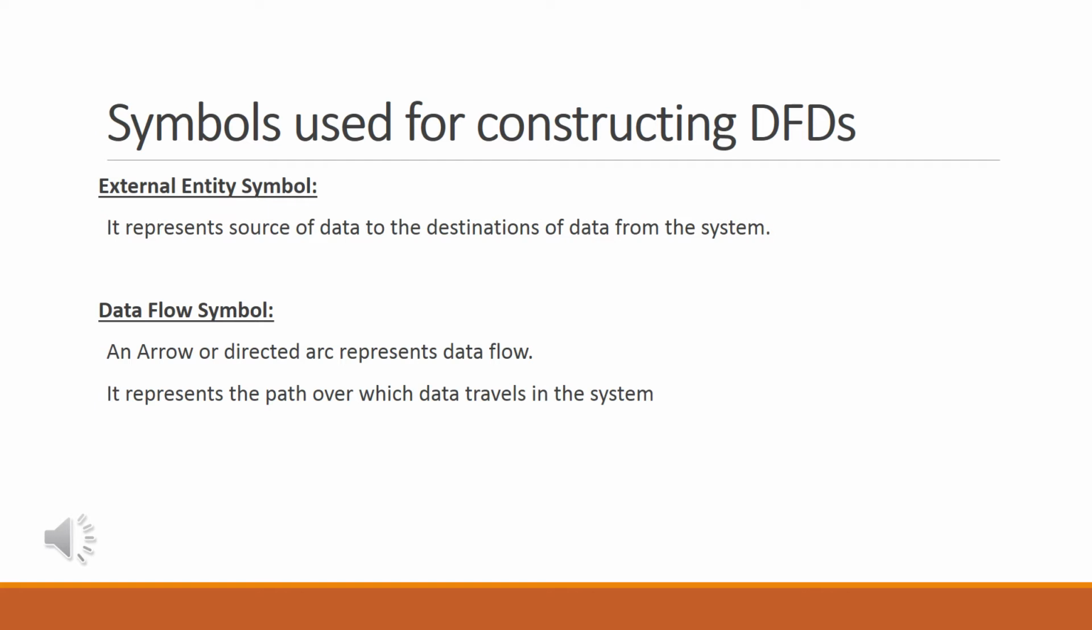Then second one, we have the data flow symbol. In the previous slides also we have discussed the arrow symbol, which is representing the flow of information, or you can say the flow of data, and it is representing the path over which the data is traveling inside the system.